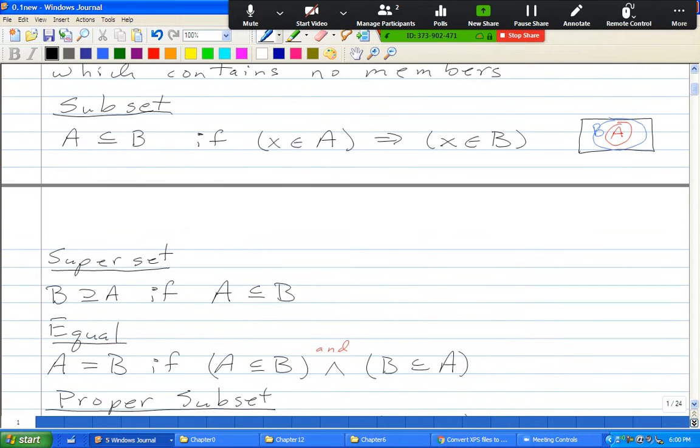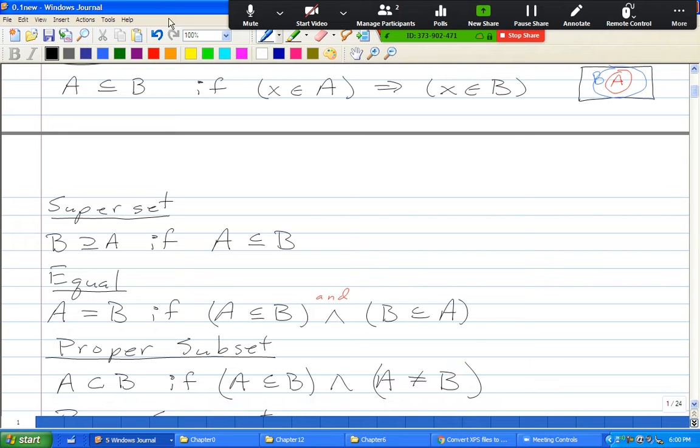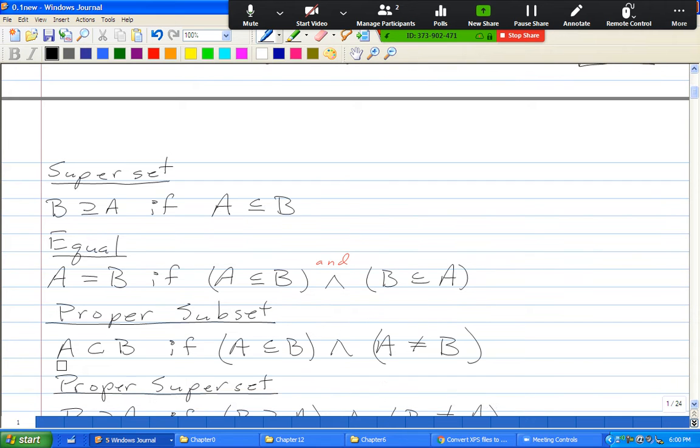Superset. Well, B is a superset of A if A is a subset of B. Equal. The set A is equal to set B if A is a subset of B and B is a subset of A. A proper subset. A is a proper subset of B if A is a subset of B and A is not equal to B.